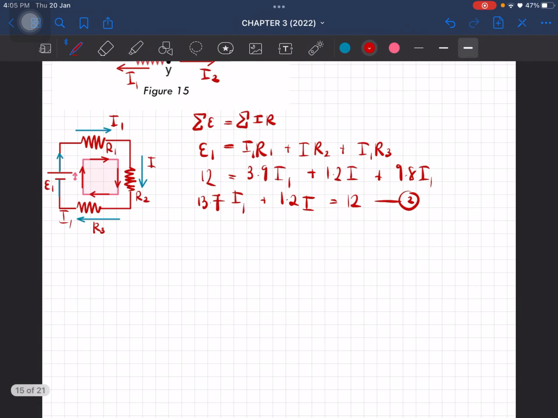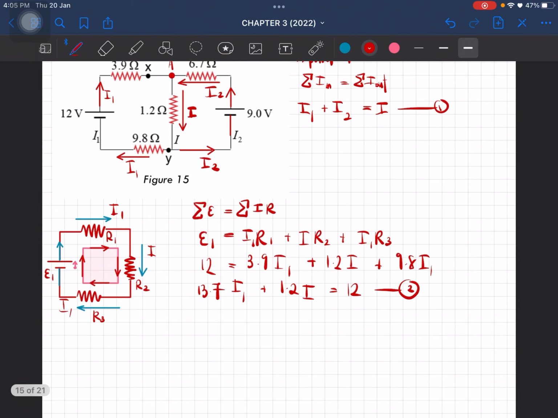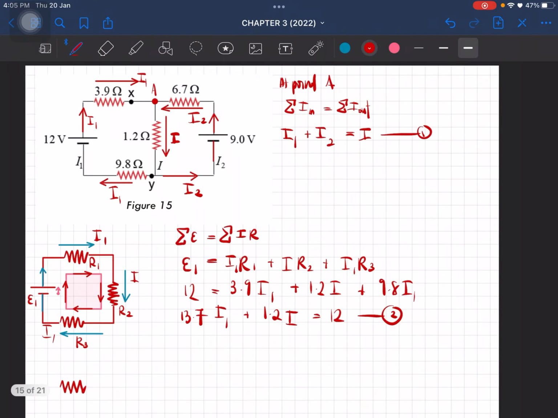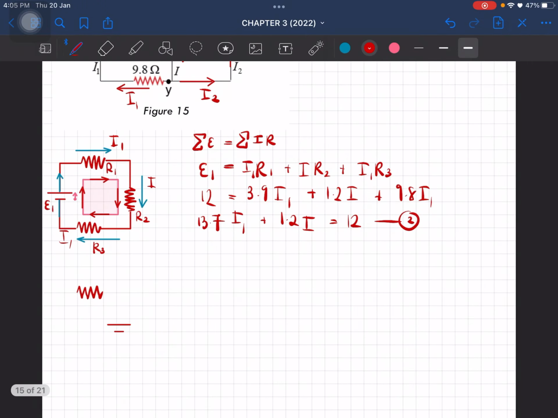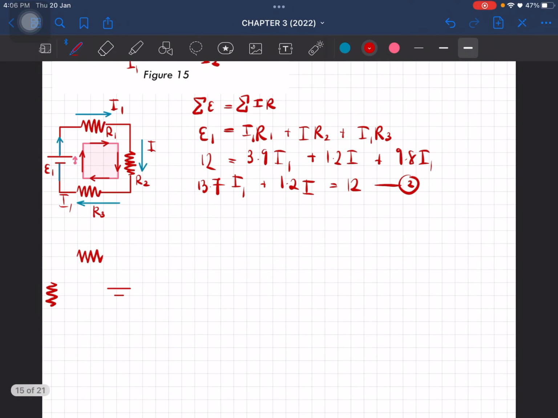Okay, alright, now we look at the second loop here. Same thing, draw it also, so that you don't get confused. But if you don't want to draw, make sure you don't make careless mistakes, okay. So this is your cell. This is another resistor. Okay, so there are two resistors, one cell.